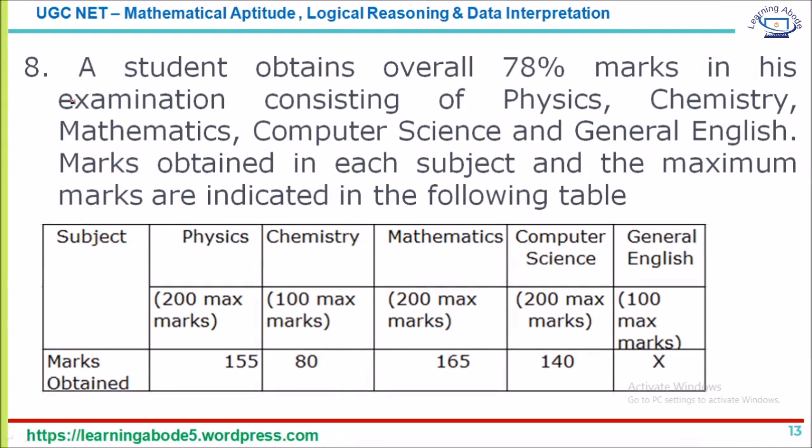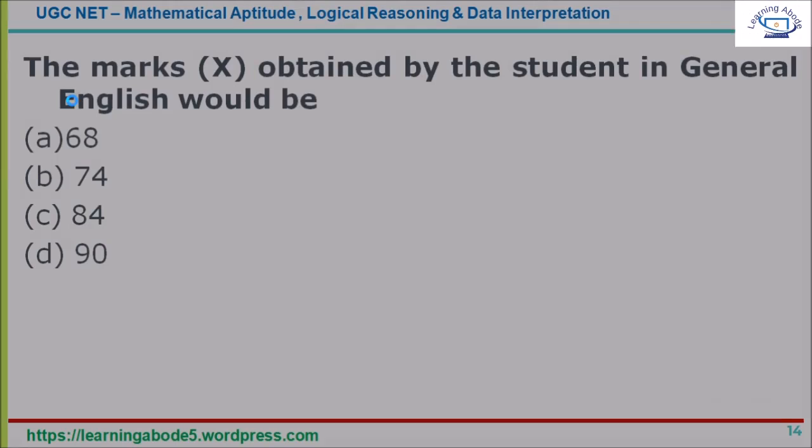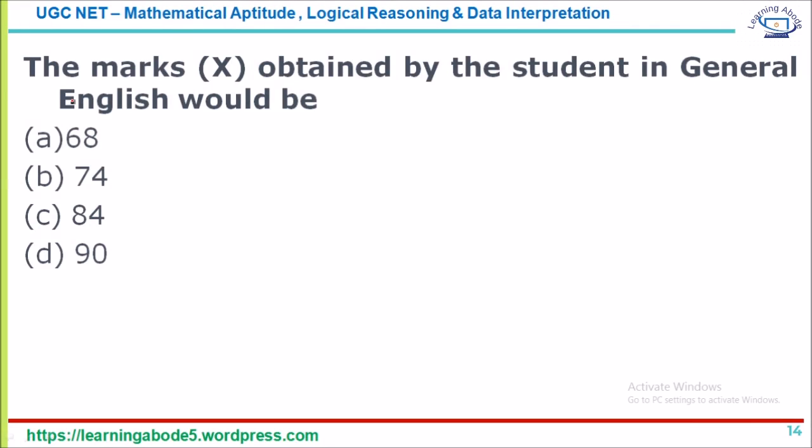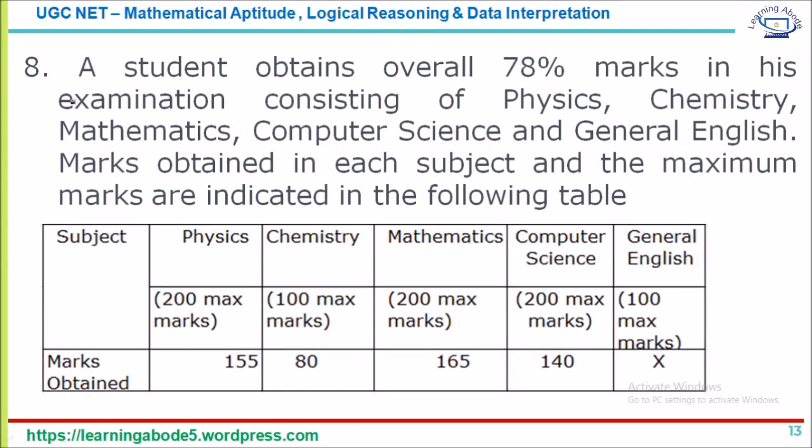Now the next question. A student obtains an overall 78% marks in 5 subjects: physics, chemistry, maths, computer science and general English. Marks obtained in each subject and the maximum marks are indicated in the table below. And what is the question? The question is what should be the mark in general English. So if the average is 78, what should be the mark in general English?